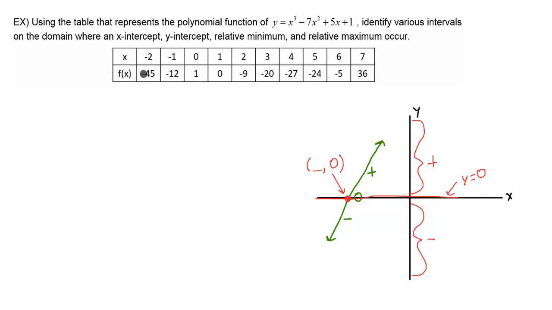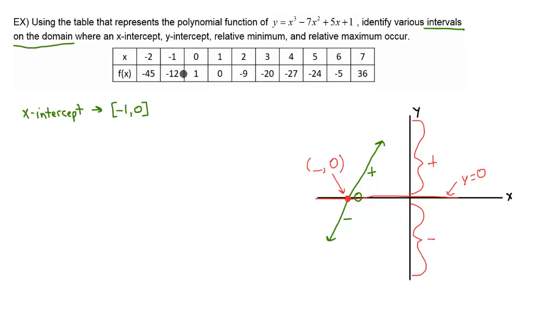Does that happen down here with our y values? It does. We went from negative 12 here to positive 1 here. So somehow it had to cross the x-axis because our y values change sign. Just like here we went from negative to positive, we went from negative 12 to positive 1, so it had to cross that x-axis. And our question is asking us to identify various intervals on the domain. So I'm going to write my interval as being from negative 1 to 0. That's where one x-intercept happens.